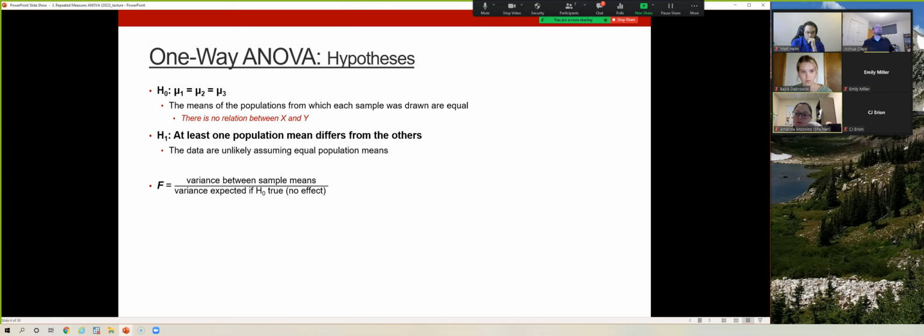If I want to talk about this in terms of linear model terms, I can say that there's no relation between whatever my categorical variable x is and my outcome. Okay, that's an efficient way to go through and talk about this in terms of associations. But my alternative hypothesis, here I'm going to say at least one population mean differs from the others, right? Alternative, I can say I have evidence to suggest that the data are unlikely assuming equal population means. If the populations from which each one of these samples were drawn were all identical, it would be unlikely for me to see the data that I've seen.